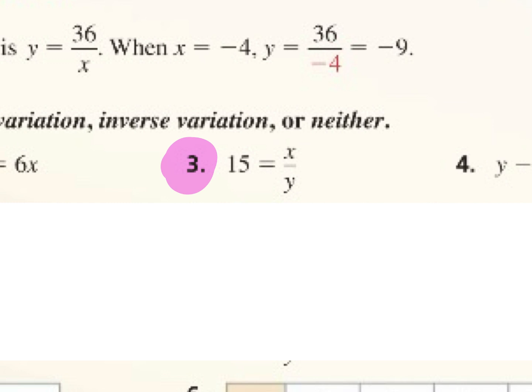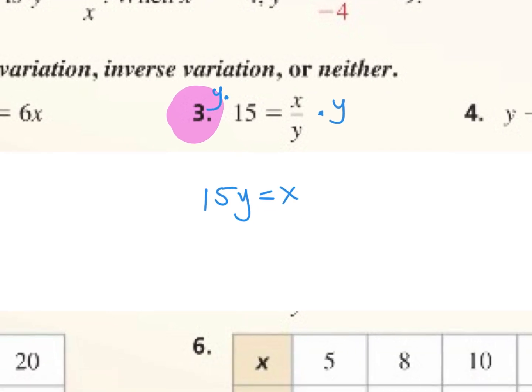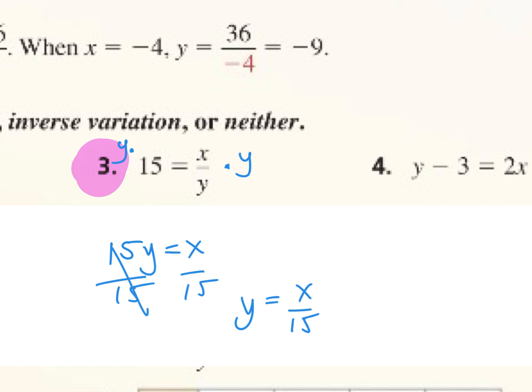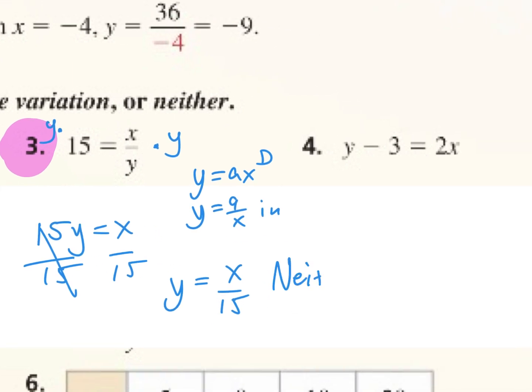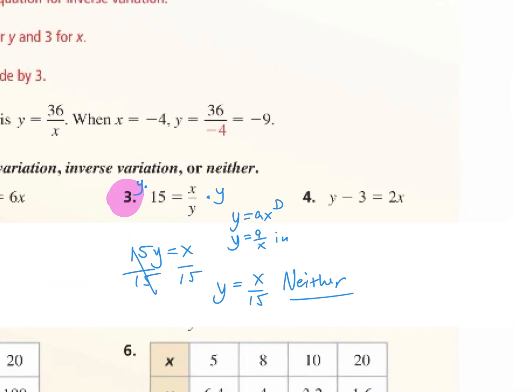Let's look at number 3. What do we solve for? You always solve for y, so multiply both sides by y. So 15y equals x. Now what? Divide by 15. So you have y equals x over 15. Well, direct variation is y equals a times x. That's direct. Inverse is y equals a over x. What is this one? This is neither, however you want to say it. Good. Got to be in the correct form.